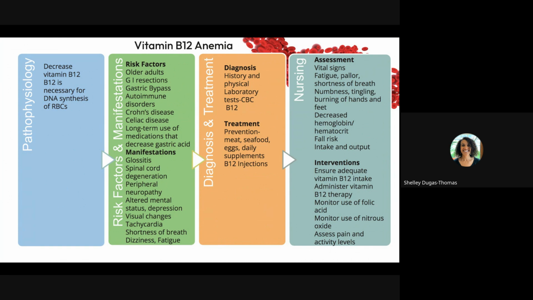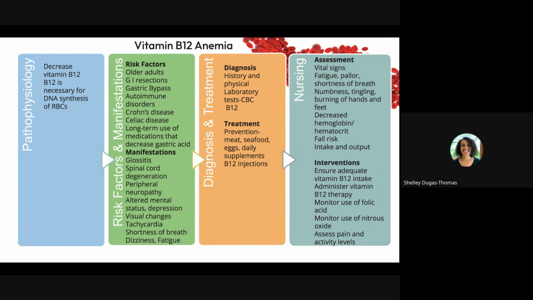Diagnosis is done through the CBC. Once again, hemoglobin and hematocrit are low. Serum B12 assay is also altered, and through history and physical symptoms, and also diet and absorption issues. So treatment includes B12 rich foods in meat, seafood, and eggs, supplements. So it may be oral B12. However, if it's severe, that might be an IM injection of B12.